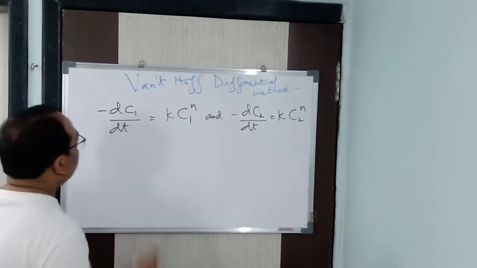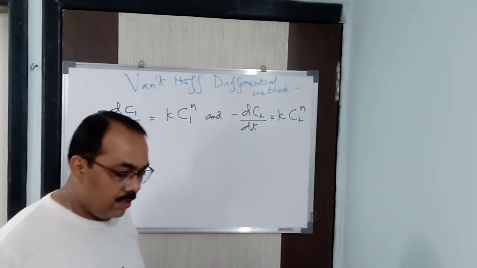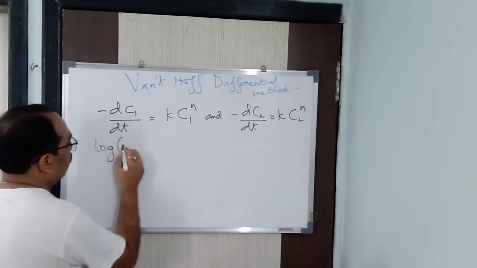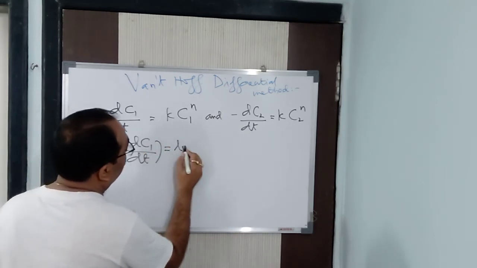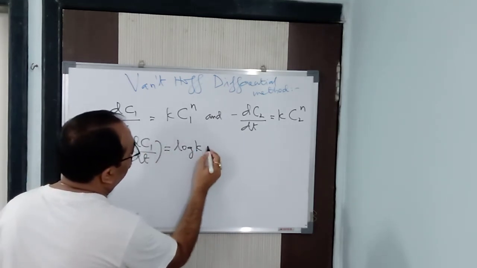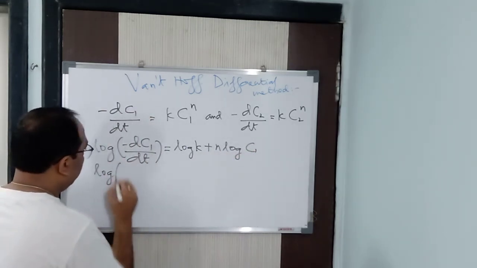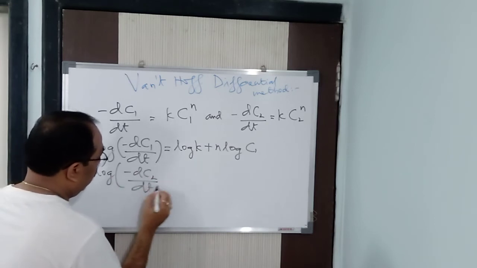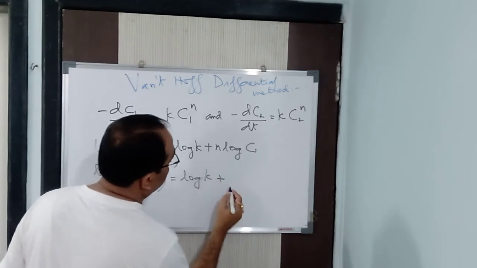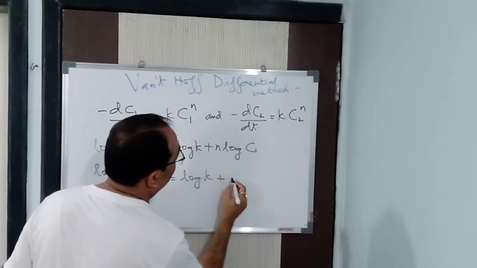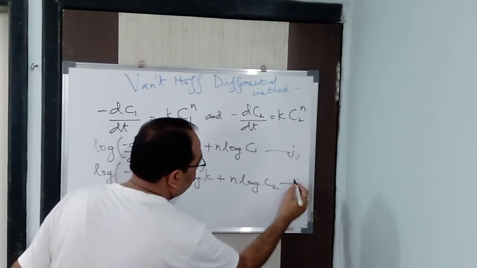Now if I take the logarithm, if I take log on both sides, what will it be? It is nothing but log of minus dc1 by dt, isn't it? Minus dc1 by dt is equal to, what will it be? Log k, this is log a into b, so log k plus n log c1. Similarly for the other reaction, minus dc2 by dt is equal to log k plus n log c2. This is equation 1, this is equation 2.